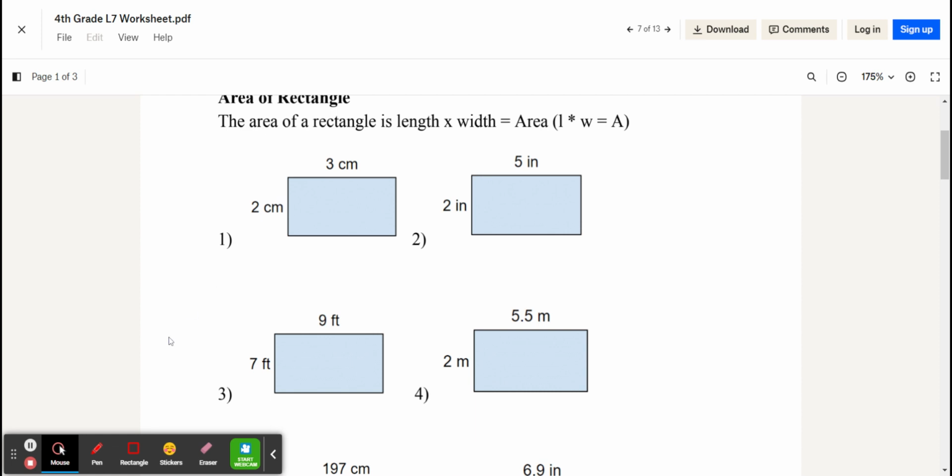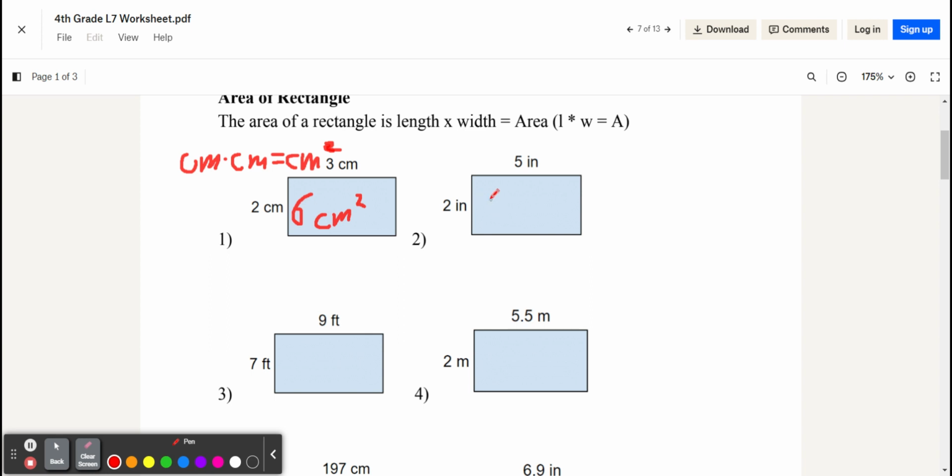So for our first problem, we have 2 centimeters times 3 centimeters. When you multiply those together, 2 times 3 is 6, and because we have centimeters times centimeters, we get centimeters squared. So remember, centimeters times centimeters equals centimeters squared. Any number multiplied by itself is that number squared.